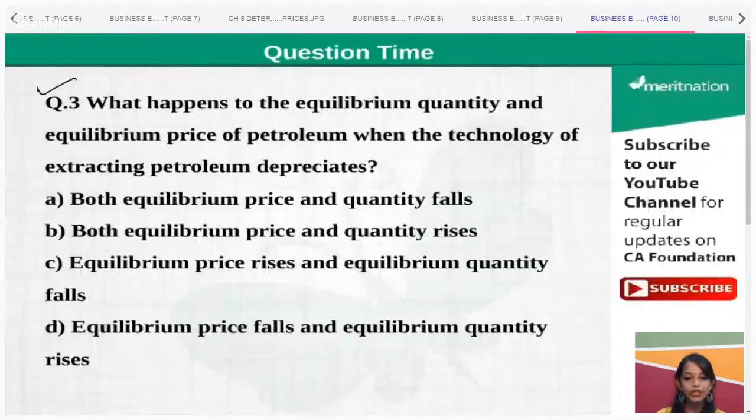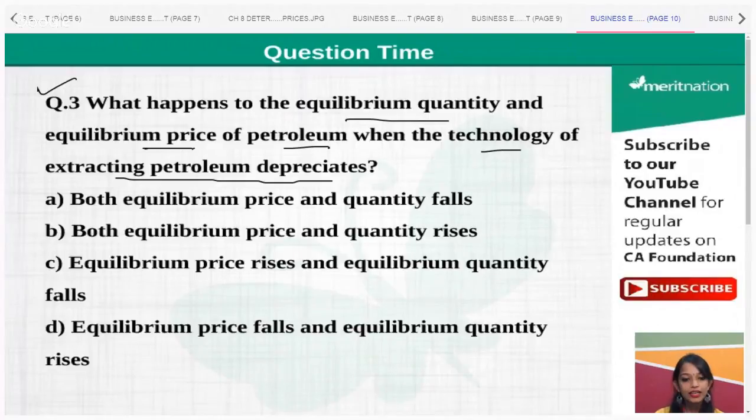What happens to the equilibrium quantity and equilibrium price of petroleum when the technology of extracting petroleum depreciates? Okay, so what do you think is the correct answer, guys? Come on, answer the questions, guys. Now think carefully. What we're talking about in the question, technology is depreciating. Technology is a factor which affects the supply of a good, right? That means if technology depreciates, my supply reduces with the demand being constant. So what do you think will be the right answer? C, Tushar, Archit, Shivam, rethink.